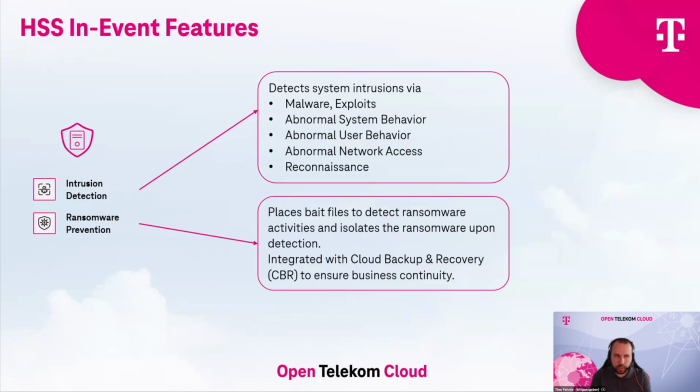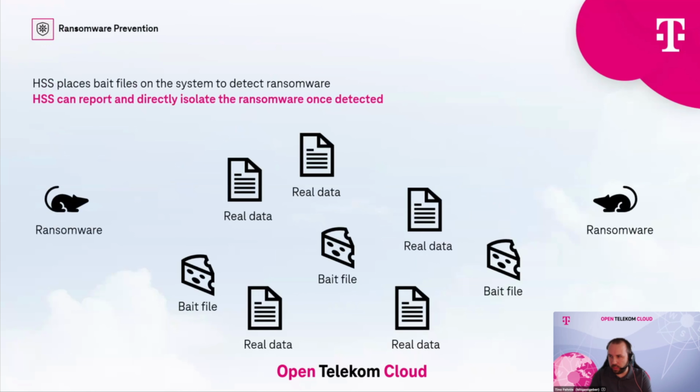To get to know how ransomware prevention works, I brought with me some examples, some metaphor. So you have on the left and on the right side the evil ransomware. The mouse wants to destroy your data, your files, but HSS is placing bait files, so the cheese. And when the cheese is touched by the mouse, it's identified by HSS, and therefore it knows something strange is going on. It's sending out alarms, and then you can restore also your data. That's how it's working theoretically.